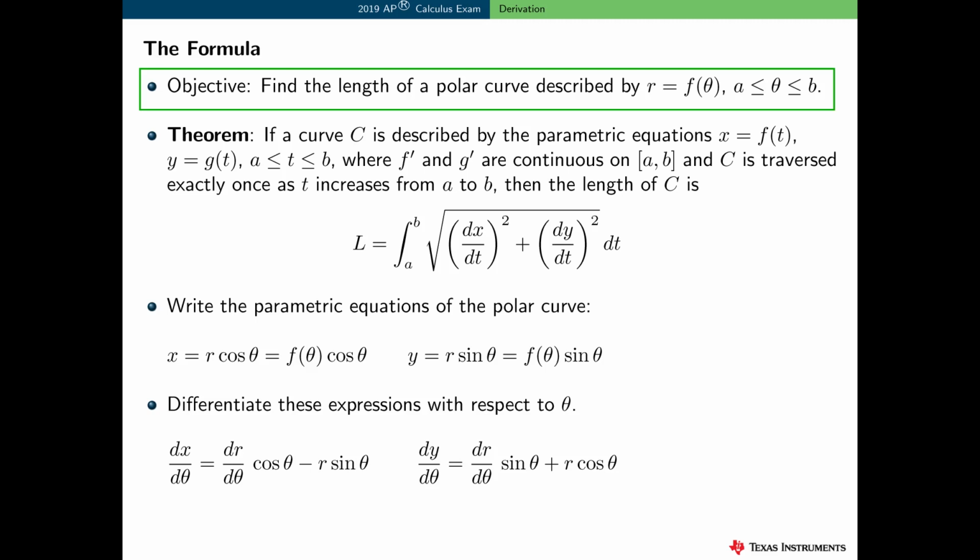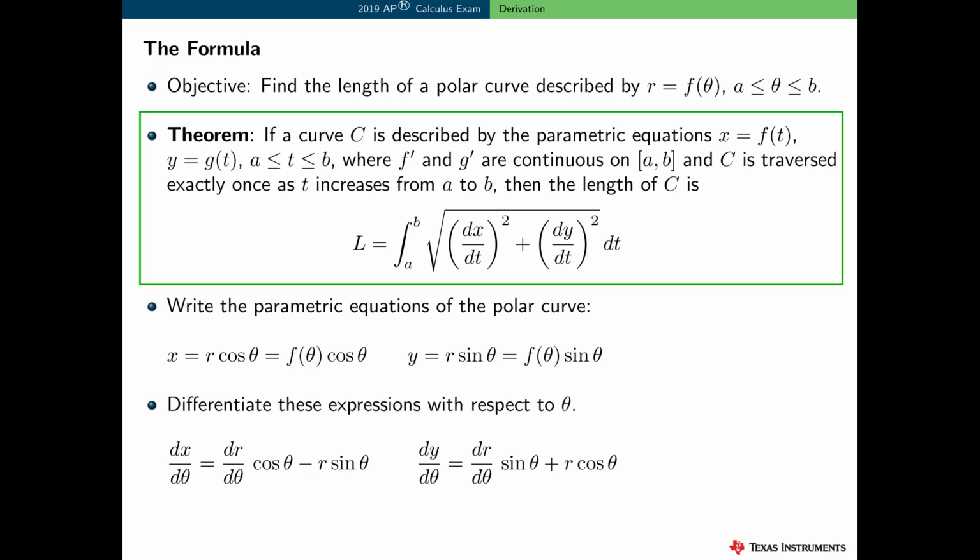Our objective here is to find the length of a polar curve described by r equal f of theta for theta between a and b. Now I'm going to derive a formula based on this theorem associated with parametric equations. If a curve C is described by the parametric equations x equal f of t, y equal g of t for t between a and b, where f prime and g prime are continuous on the interval a to b, and C is traversed exactly once as t increases from a to b, then the length of the curve C is the definite integral from a to b of the square root of (dx/dt) squared plus (dy/dt) squared.